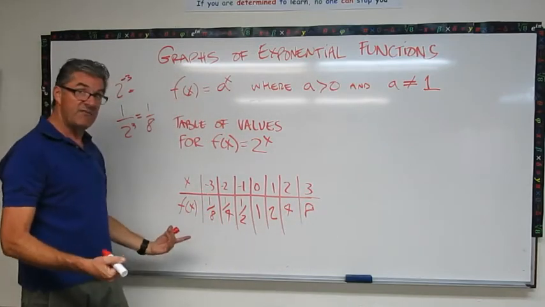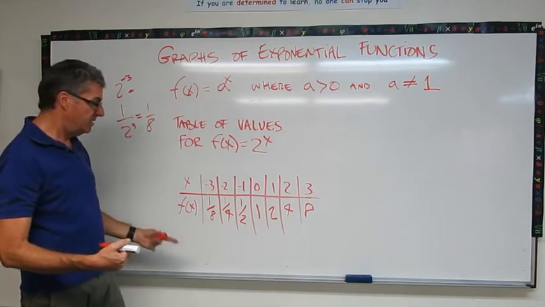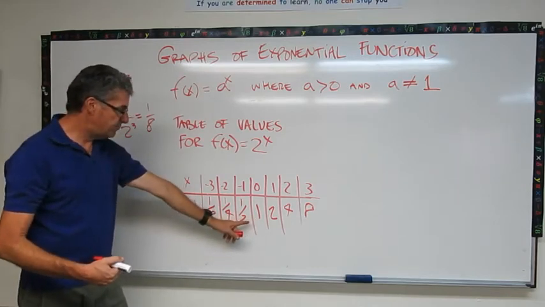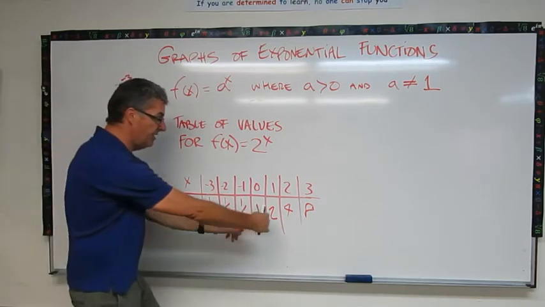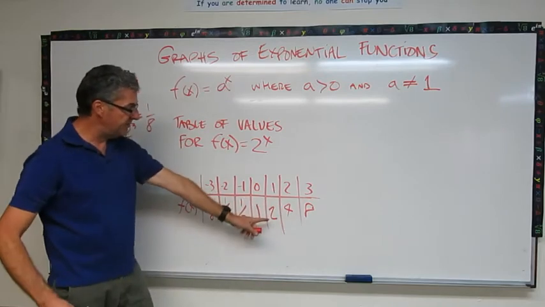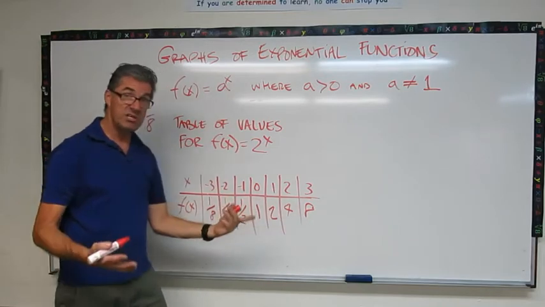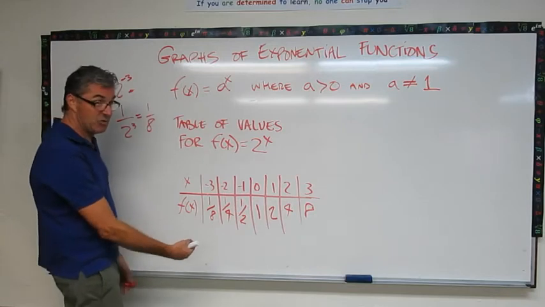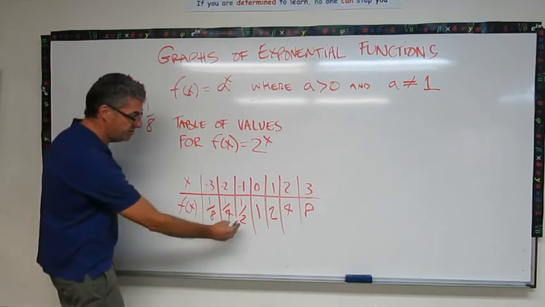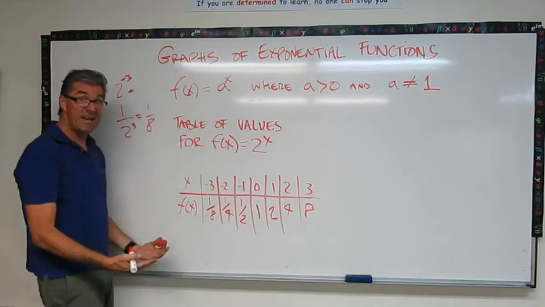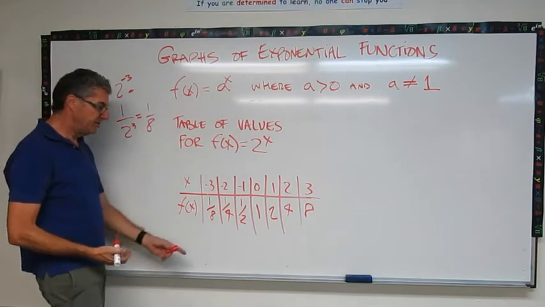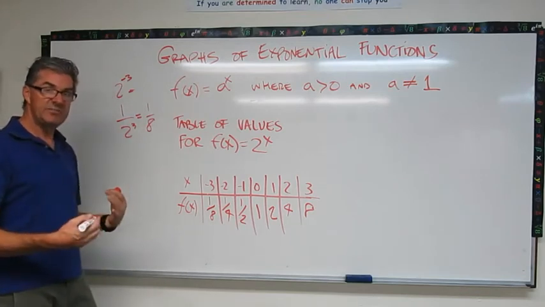So for a basic function like this, you'll notice a pattern that as we move away from 0 in either direction, if we're going in the positive direction, we get 2, 4, 8. We're doubling. When we go in the negative direction, we're halving. So the 2, 4, 8 is at the bottom of the fraction. Okay? So here's our table of values. Now let's make a graph.